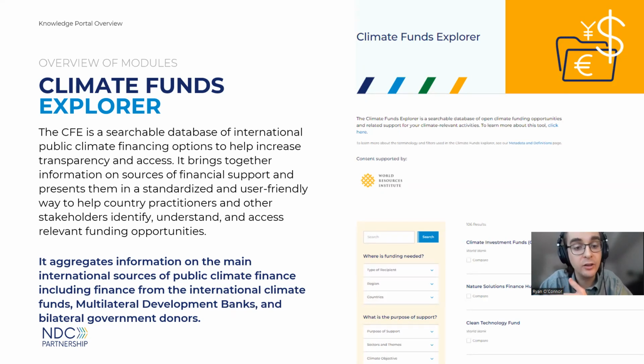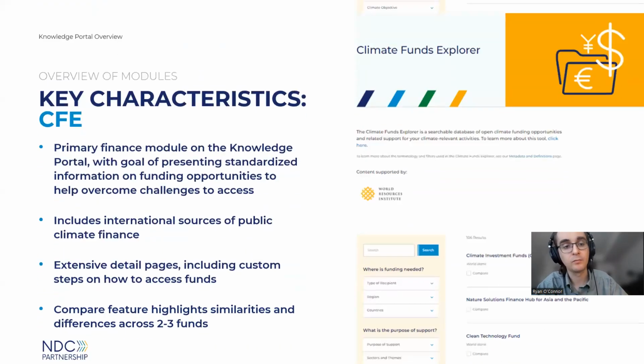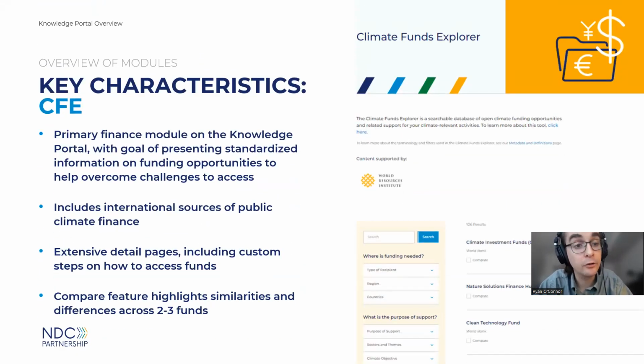It aggregates information on the main international sources of public climate finance, including finance from international climate funds and multilateral development banks, as well as bilateral governments. Key characteristics of the CFE. This is our primary finance module on the Knowledge Portal, with, like I said, the goal of presenting standardized information on funding opportunities and helping overcome that challenge to accessing funds. It focuses on including international sources of public climate finance. So those are the main types of resources you're going to find in this database.